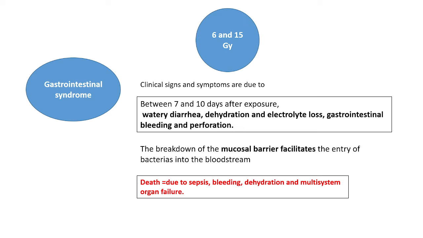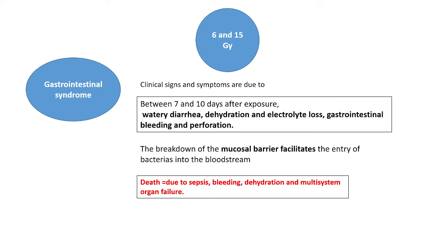Moving on to the gastrointestinal syndrome. The gastrointestinal syndrome occurs at an exposure dose of 6 to 15 grays. The clinical signs and symptoms are due to lack of replacement of the mucosal cells of the villi because of the destruction of the stem cells present in the crypts of the intestine. Because of the loss of all these cells, the patient will have profuse diarrhea, and because of diarrhea, the patient will have dehydration and electrolyte loss.